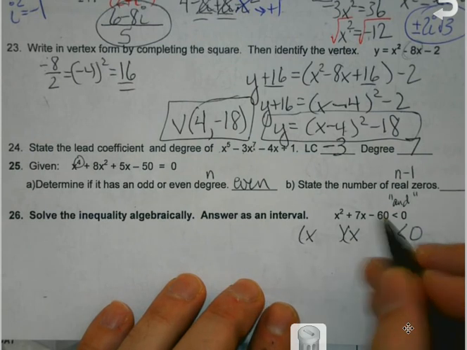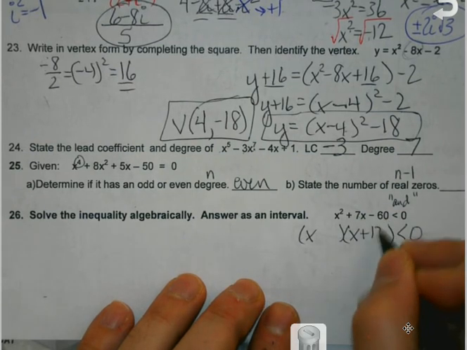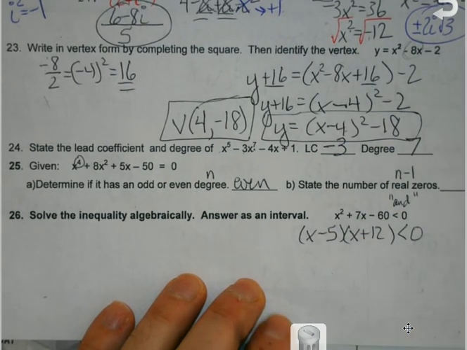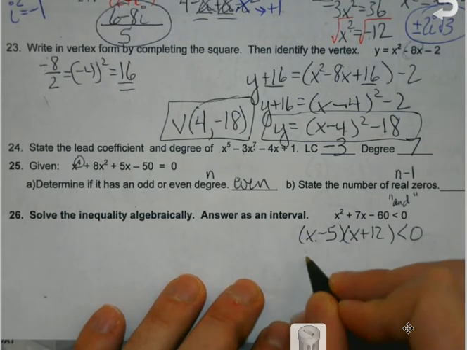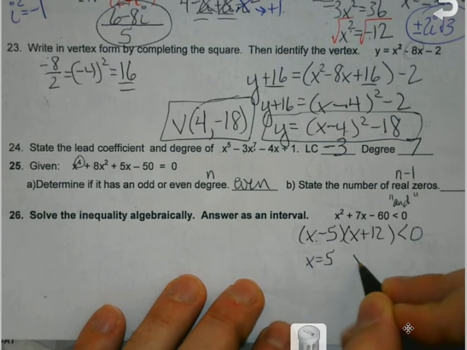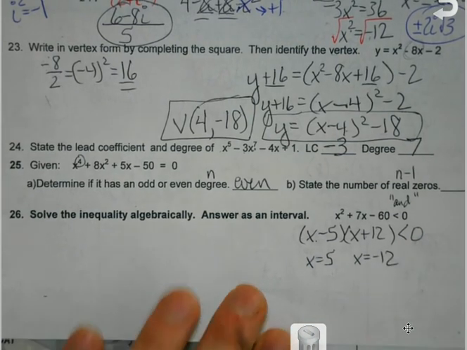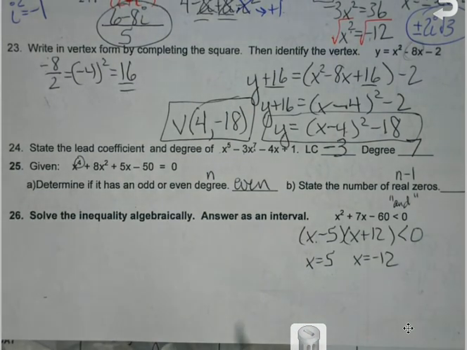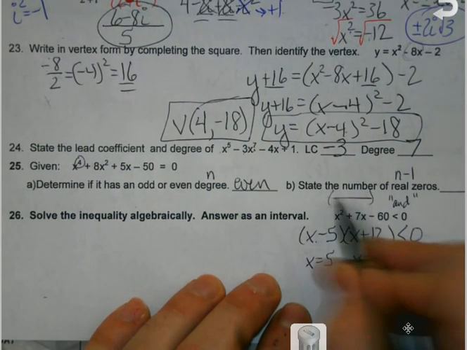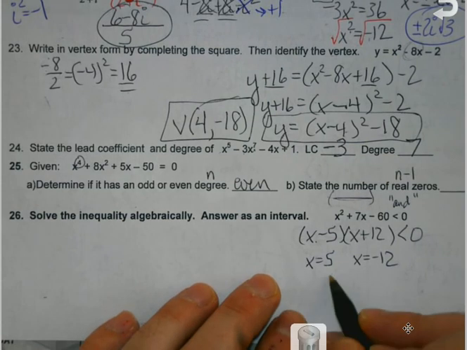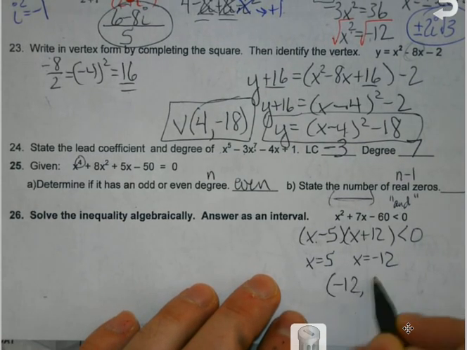So multiply to negative 60, add to 7 would be 12 and negative 5. So my x's, my zeros, set those equal to 0. would be 5 and negative 12. Now, if some of you want to visually see this, because remember, the and statements are the ones that have endpoints and we're in the middle. So I could just look at this and say, well, it's negative 12 to 5.